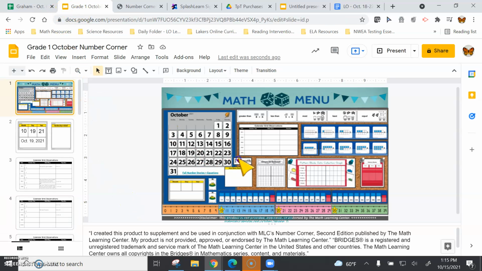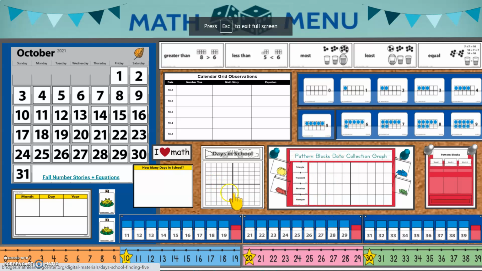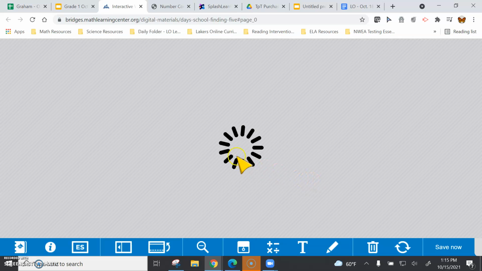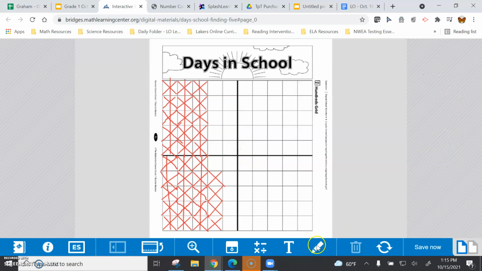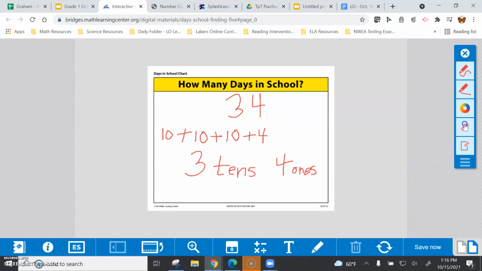Let's move on to our next activity, where we're going to add another day to our information. Oh my goodness. We're adding another day. And guess what? When we add this new day, we are making a group of 5. So we have 5, 10, 15, 20, 25, 30, 35 days in school together. Incredible. 35 days in school together.